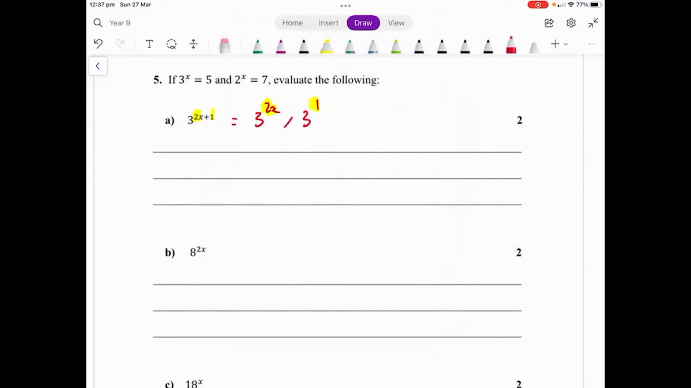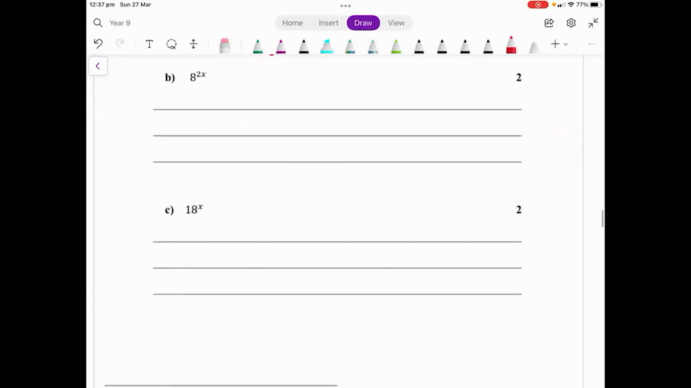Now we need to write 3 to the power of 2x in terms of 3 to the power of x. And the reason is the question has given us a substitution for 3 to the power of x. That means that we can write it as 3 to the power of x all squared, because x times 2 will become 2x. We don't need to do anything to the other 3 because that's just 3. Finally, we can replace 3 to the power of x with 5. So that gives us 5 squared times 3, and that becomes 75.